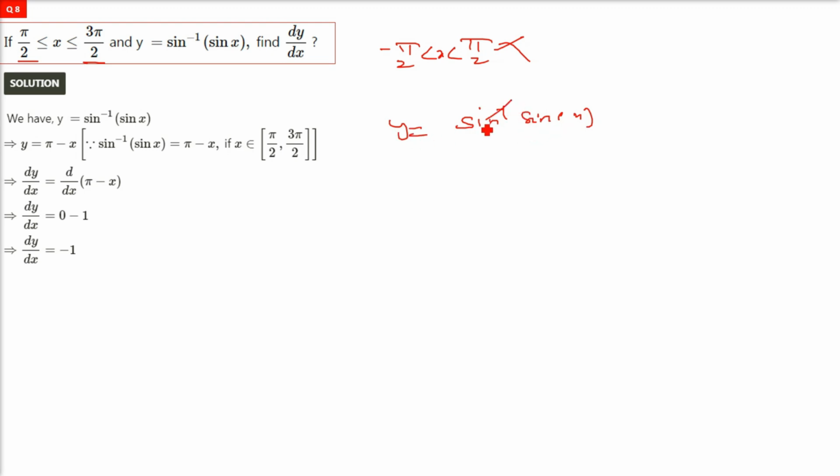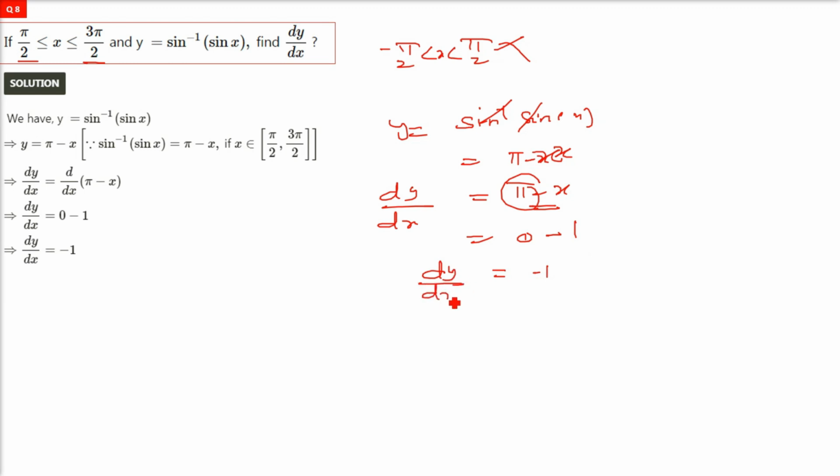Okay. If you cancel this, either you will get x if it is in the range minus pi by 2 and pi by 2. If it is not, it is pi by 2 and 3 pi by 2 or any other range, you will get pi minus x. So when you take the dy by dx of this, pi is going to be 0 and minus x will be minus 1. dy by dx is negative 1 here.